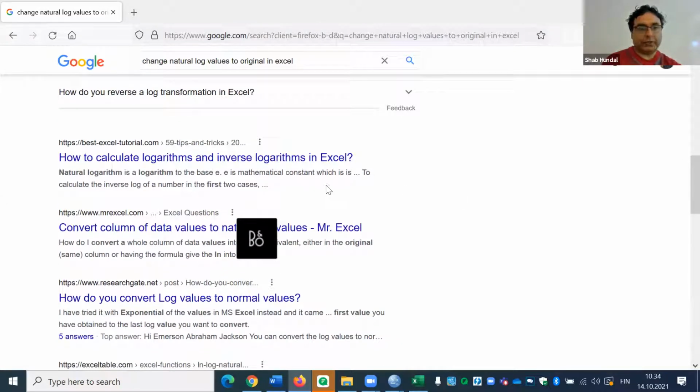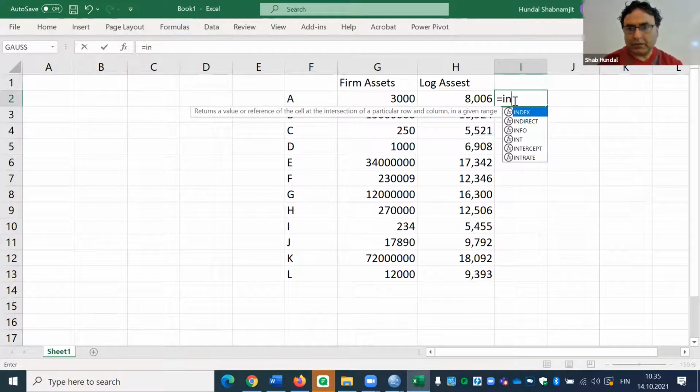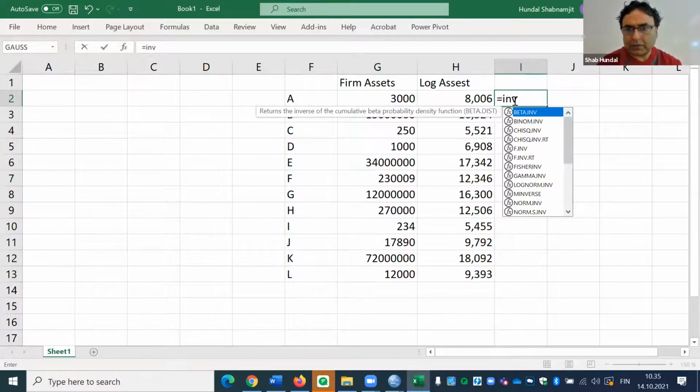Inverse logarithmic. Okay. Inverse logarithmic. So let me try if I can do inverse logarithmic. Inverse log. What is the symbol? That I don't know. I have to check the symbol.